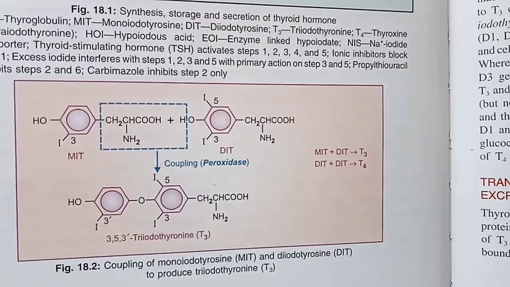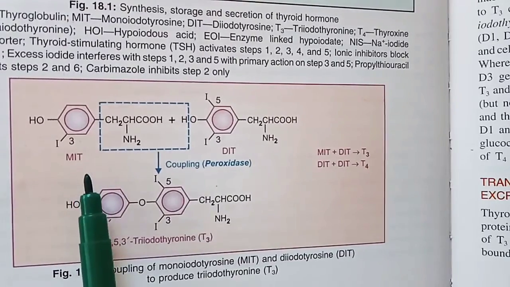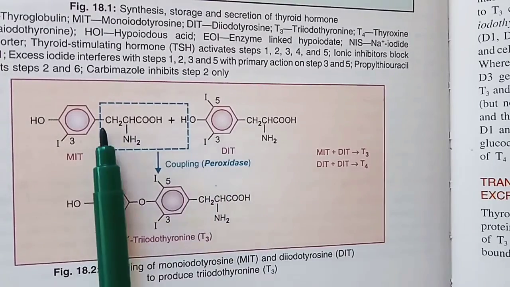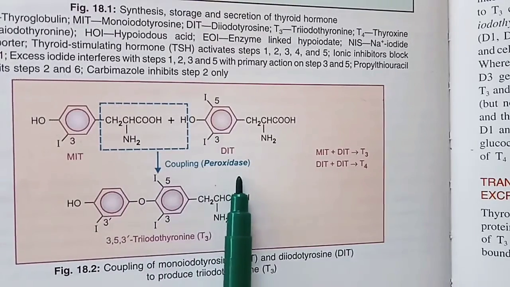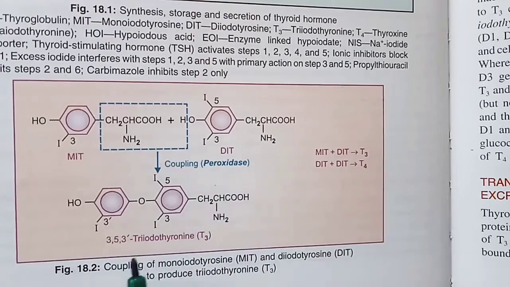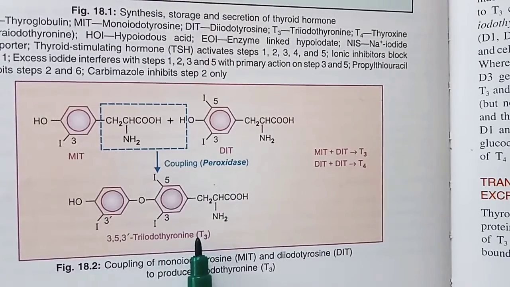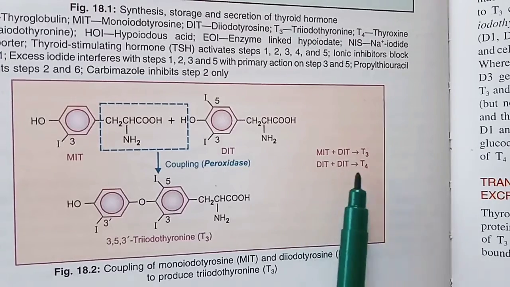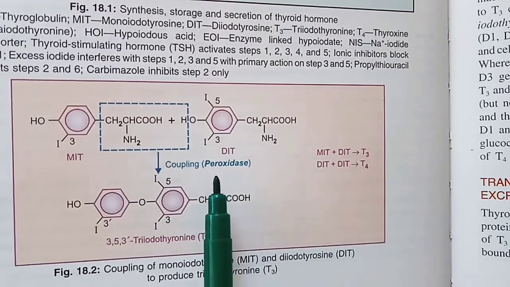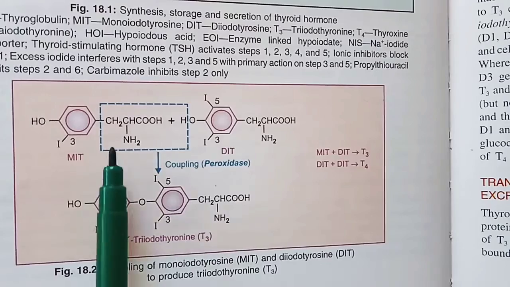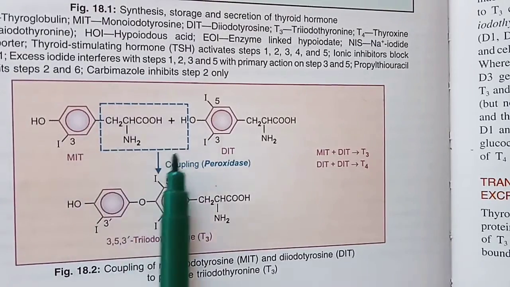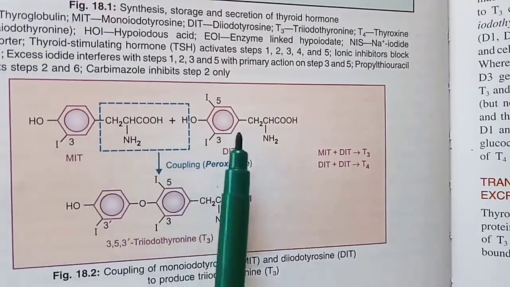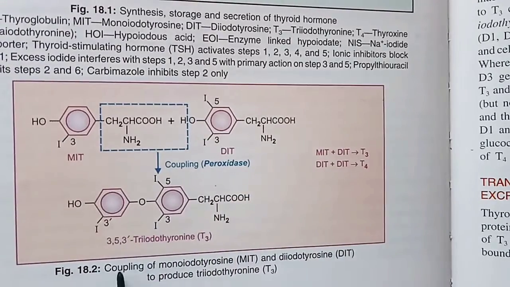Again, we should see how the coupling occurs. This is a monoiodotyrosine and a diiodotyrosine. Those molecules bind together, that is coupling by the peroxidase enzyme, and form a T3 molecule, as we have discussed previously. So MIT plus DIT gives T3 and DIT plus DIT gives T4. This is occurred by the peroxidase enzyme. You can see there is a link. This group is deleted, and the linking with the O group between MIT and DIT takes place.